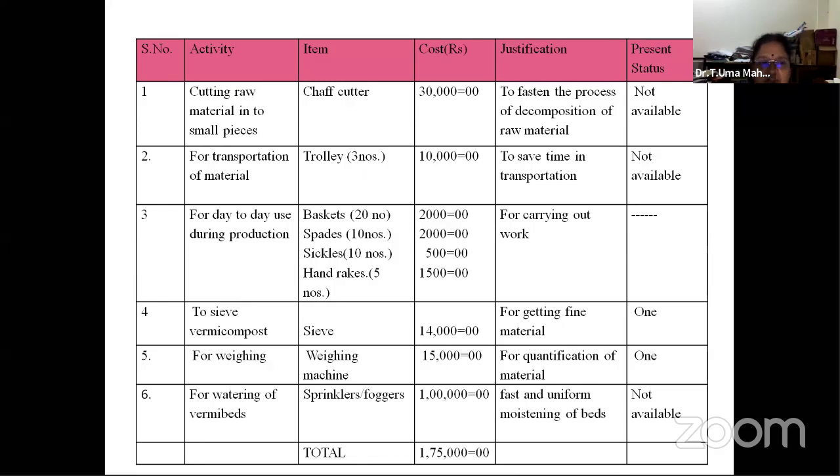Then structures. Then second one is the raw material has to be cut. So we need small chaff cutters. I think in animal husbandry some persons are there who cut the chaff even with a knife, but chaff cutters we need. Then some small material like baskets and other things we need. And another equipment we need is a sieve. So we need a sieve for sieving of the material after completion of the formation of the vermicompost. So these are all the things.